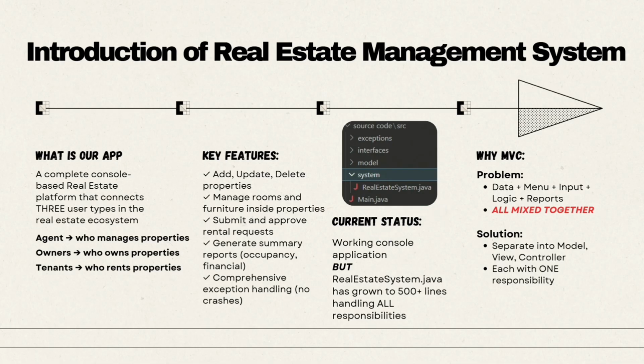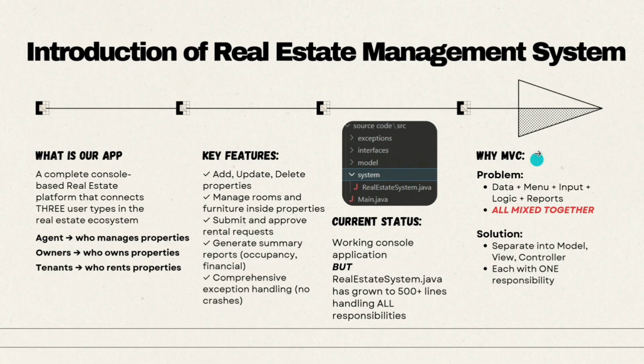However, as you can see from our code, the RealEstateSystem.java file has grown to over 500 lines and handles all responsibilities: data storage, menu display, user input, business logic, and exceptions and reports. This is why we need MVC, because we need to separate these concerns and make our code more maintainable.